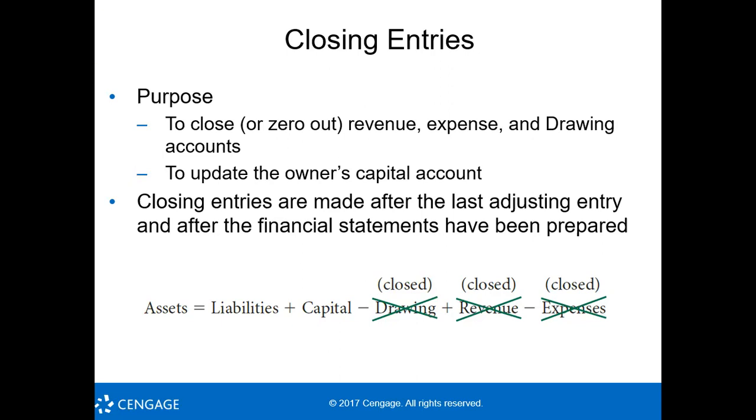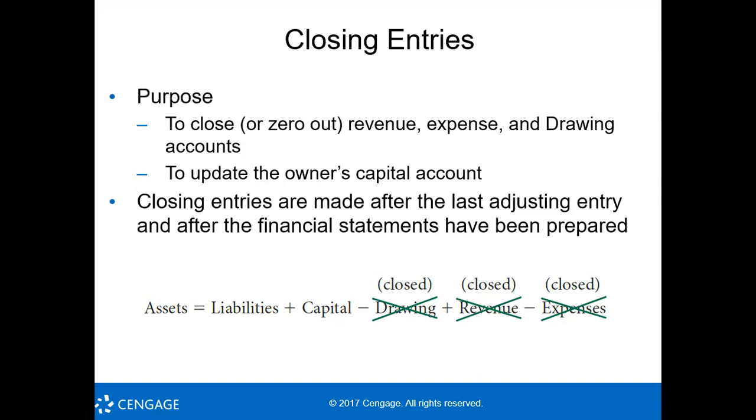Just like it shows here, the closing entries are made after the last adjusting entry and after the financial statements have been prepared. I know I've said it a couple times already, but if we're a company that closes our books every month, we get to step 7 every month and prepare the financial statements. Steps 8 and 9, the closing entries and the post-closing trial balance, are reserved for the end of the year.